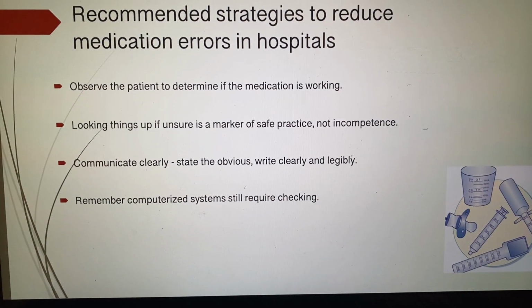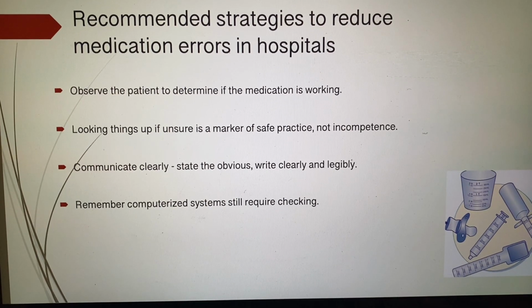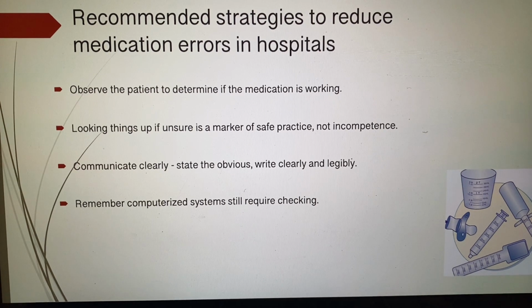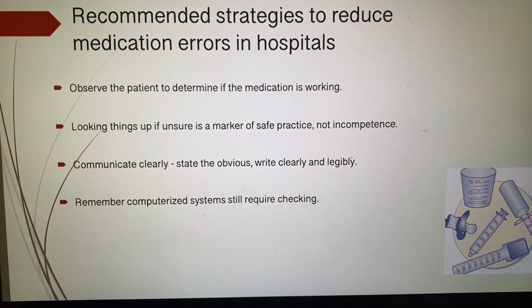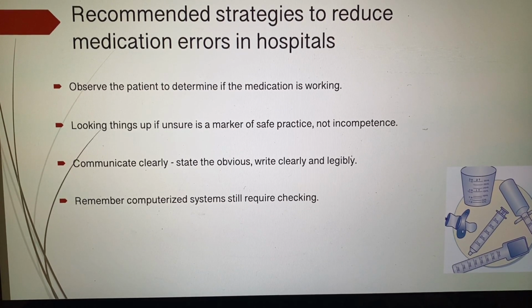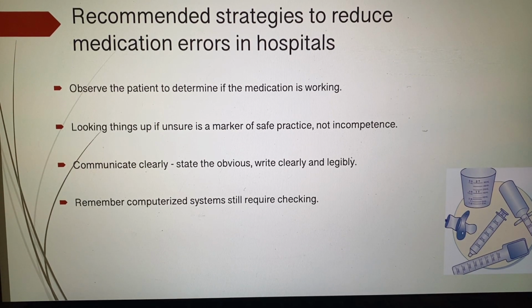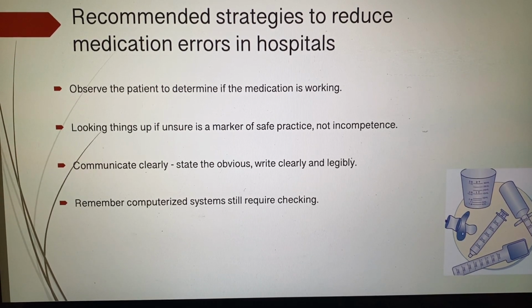Several strategies can be implemented to reduce medication errors in hospitals. Observing the patient to determine if the medication is working can help to reduce medication errors. Nurses need to always go back and assess patients to determine if the medication is working or if they are having adverse drug reactions. Looking things up if unsure is a marker of safe practice, not incompetence. If unsure, double check. Communicate clearly, state the obvious, write clearly and legibly. Remember, computerized systems still require checking. Always double check.